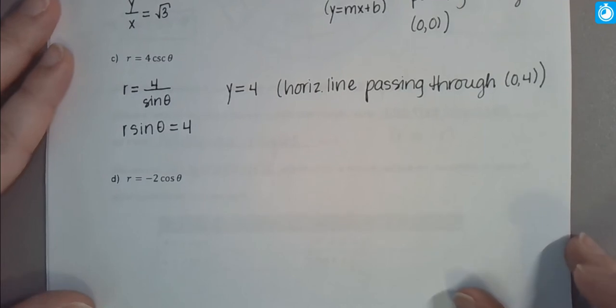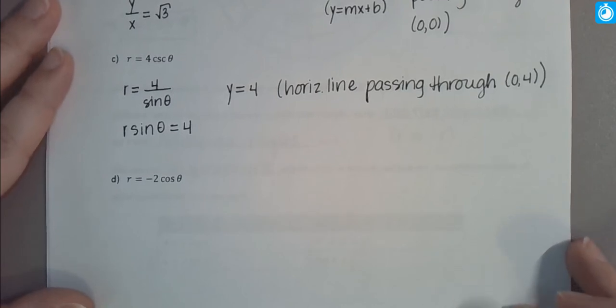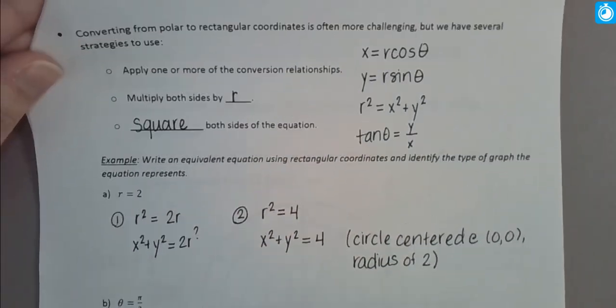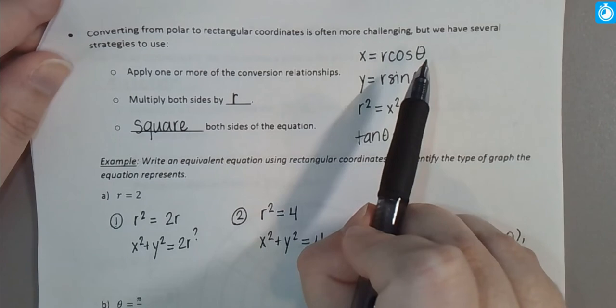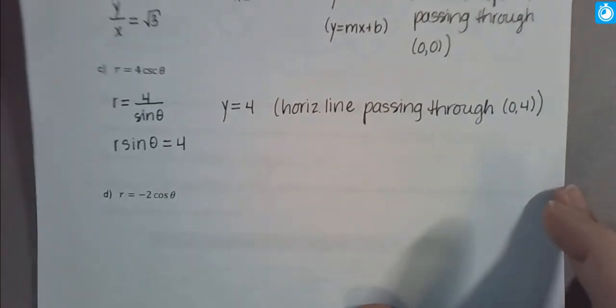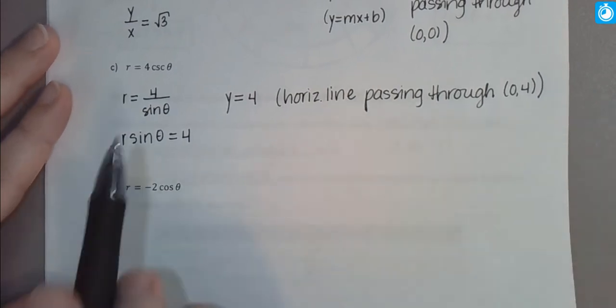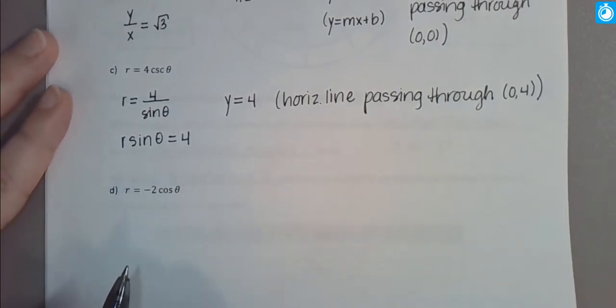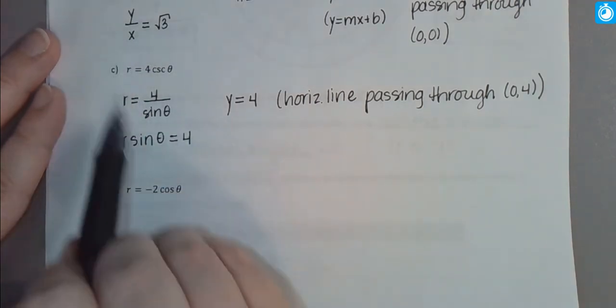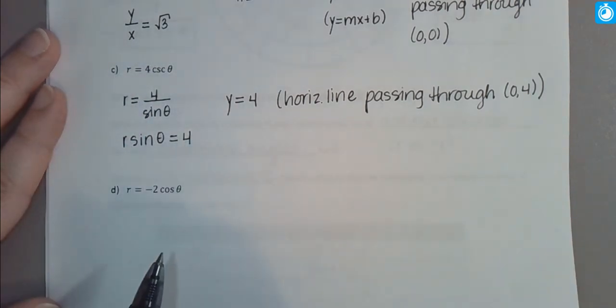So r is equal to -2 times the cosine of theta. So I'm thinking, looking at this, that maybe we're going to use this conversion factor, x is equal to r cosine theta, but we're going to have to see. Okay, so we have r on one side, cosine theta on the other side. Now it's tempting to say that this is basically the same thing that we have right here, but it's not.